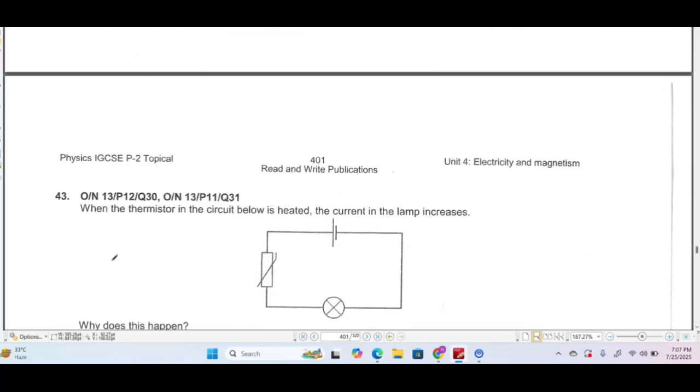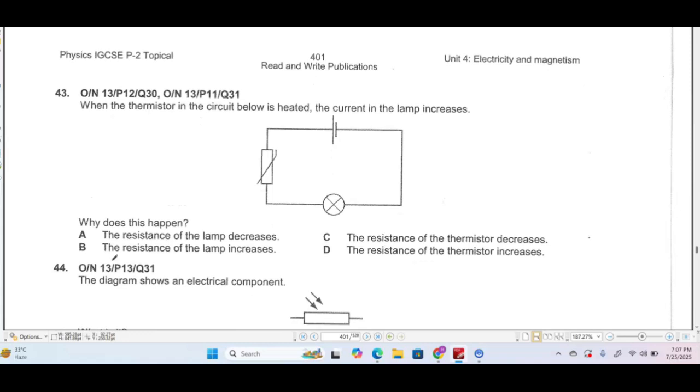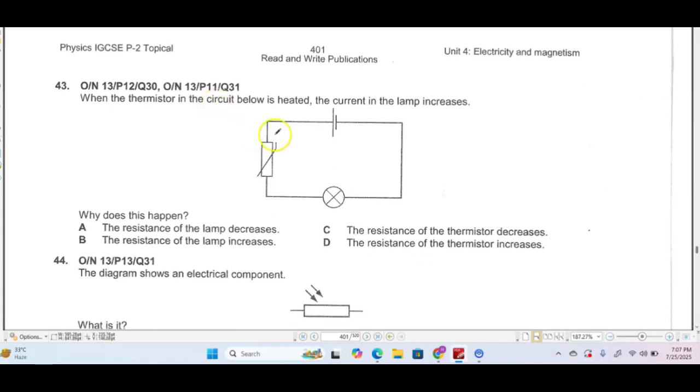Question number 43. When the thermistor in the circuit below is heated, the current in the lamp increases. Why does this happen? Obviously, when the temperature of the thermistor increases, its resistance decreases. And since it's a series circuit, if the resistance is decreased, obviously the bulb is going to shine brighter. So the reason for it is that the resistance has decreased.